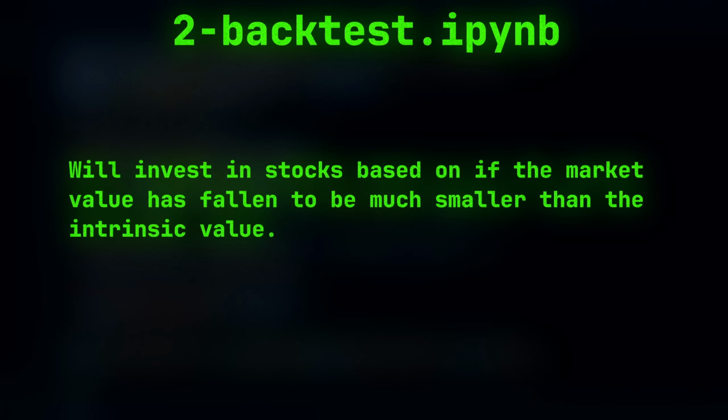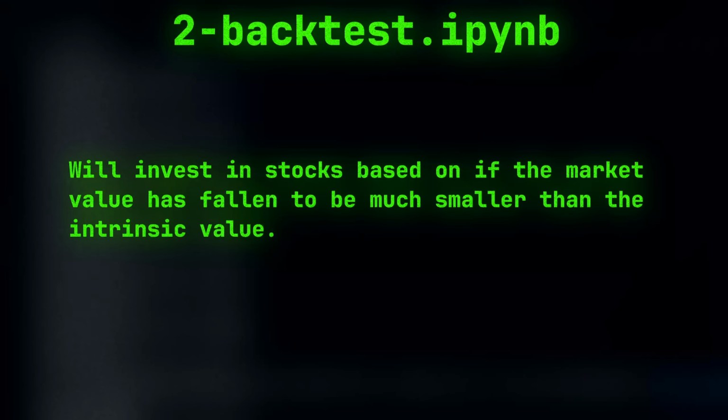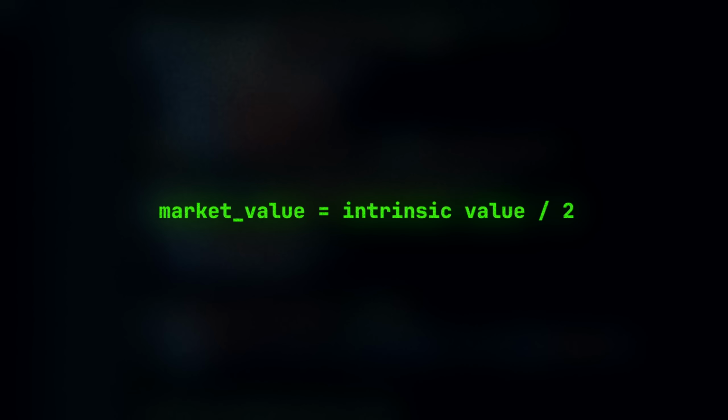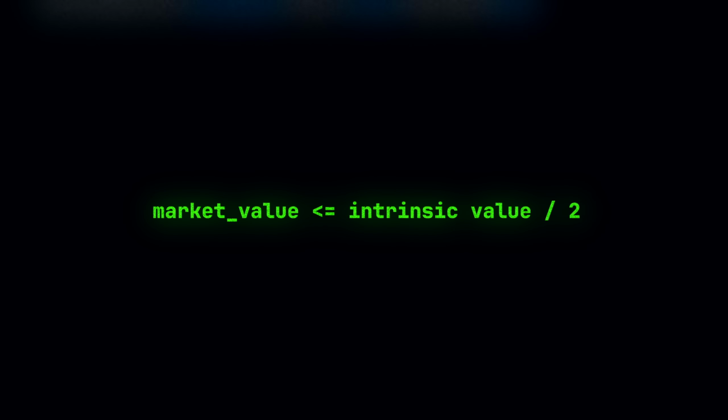The algorithm for determining if we should buy is pretty straightforward. We want to buy a stock at a discount, maybe half off. So what we want is for the market value to be half of the intrinsic value or lower. The expression for this would look something like the market value is less than or equal to the intrinsic value multiplied by a discount factor, right?